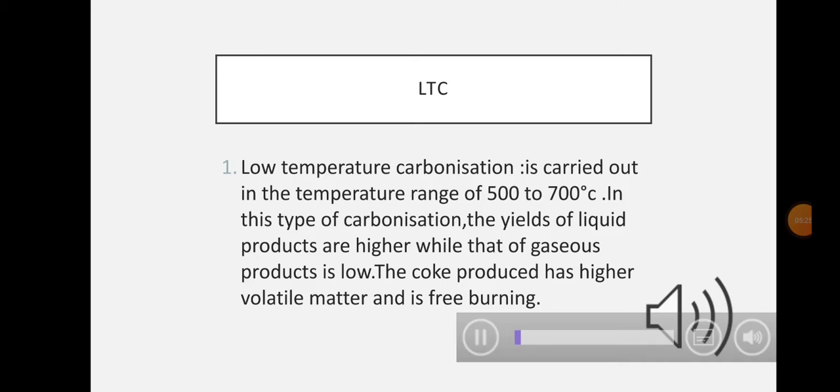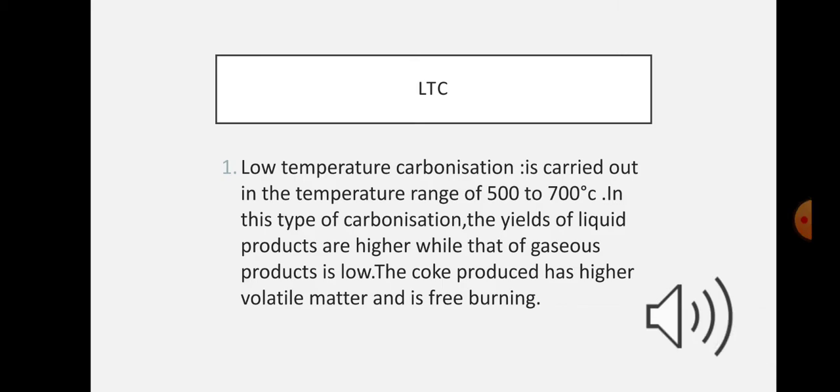Now, lower temperature carbonization, that is LTC, is carried out in the temperature range of 500 to 700 degrees Celsius. In this type of carbonization, the yield of liquid products is higher, while that of the gaseous products is low. And the coke produced has higher volatile matter and is free burning. So LTC is carried out at 500 to 700 degrees Celsius, and the yield of liquid products is higher while that of the gaseous product is low.